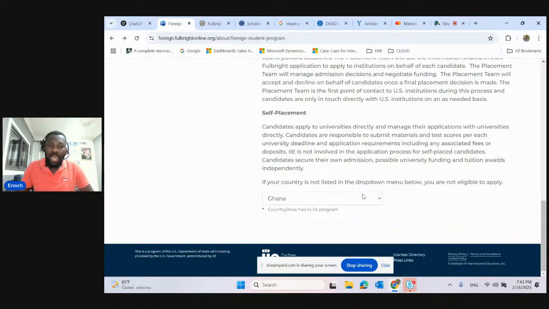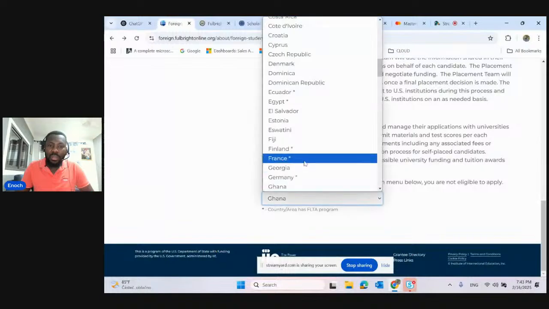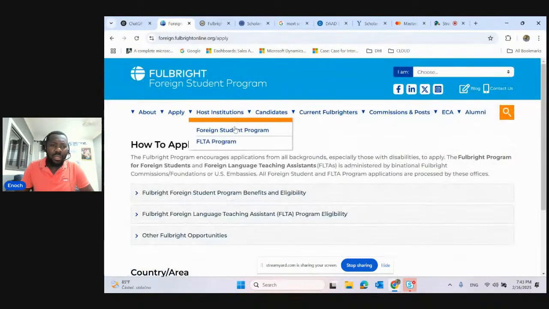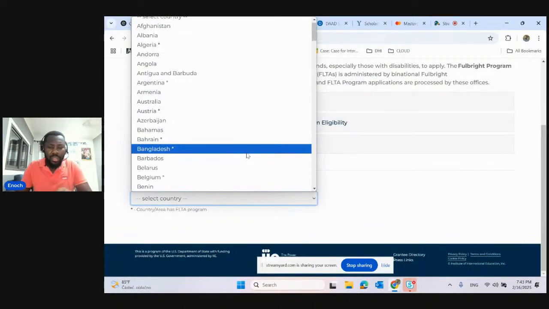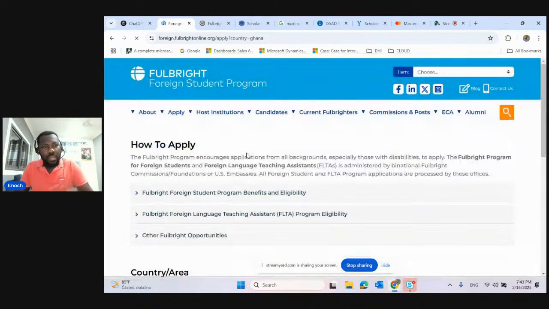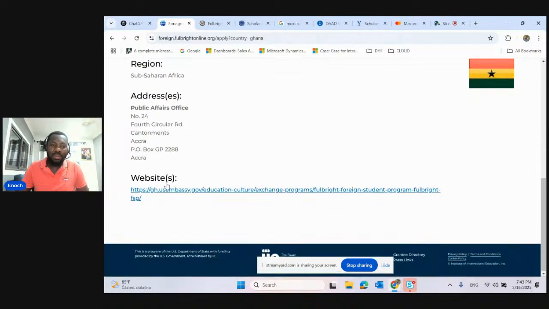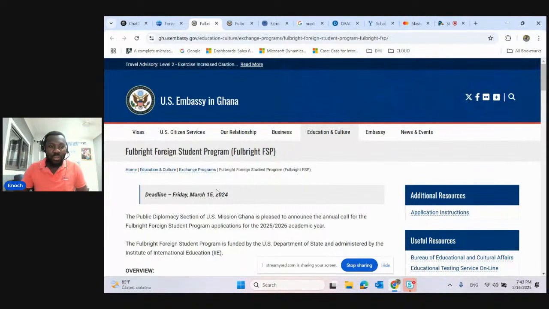Now let's see. Ghana is selected here, right? Let's see. Selected area, country, Ghana. Yes. So for the Sub-Saharan Africa region, Ghana, there is the Public Affairs Office, number 24, 4th Circular Road, Cantonment, blah, blah, blah. But what is important is the link that will take you to learn more.